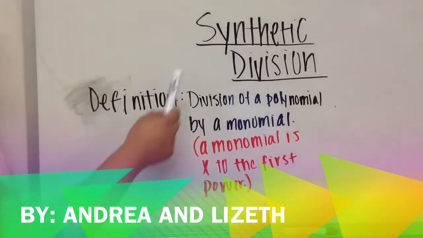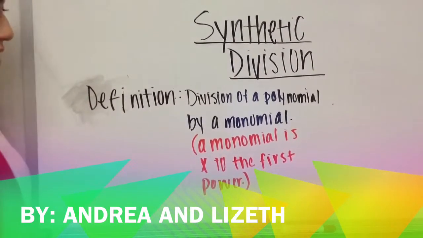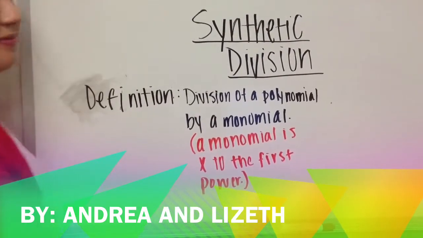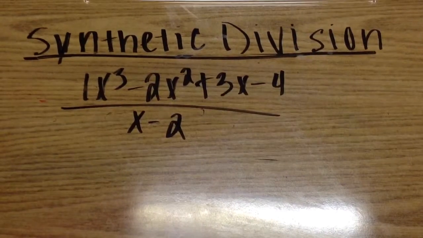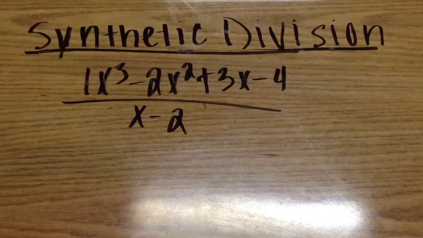So synthetic division is defined by division of a polynomial by a monomial. And a monomial is defined by x to the first power. In division, you always have to remember that all of the degrees must be in descending order.